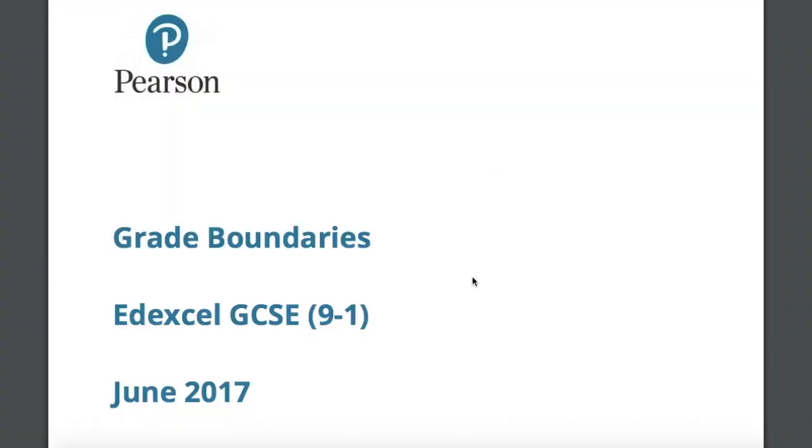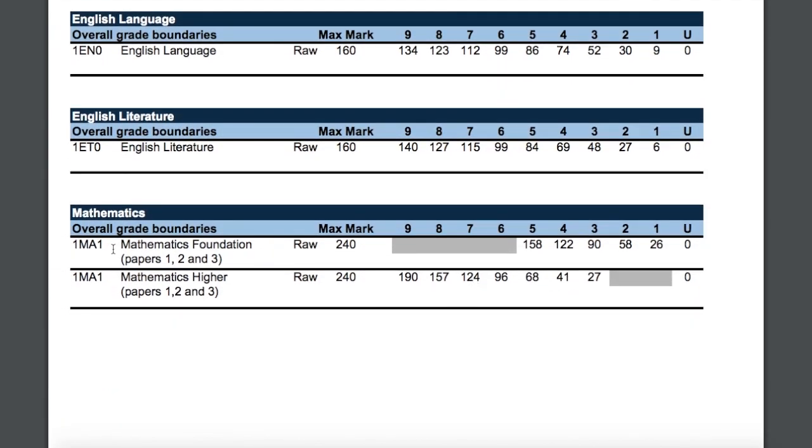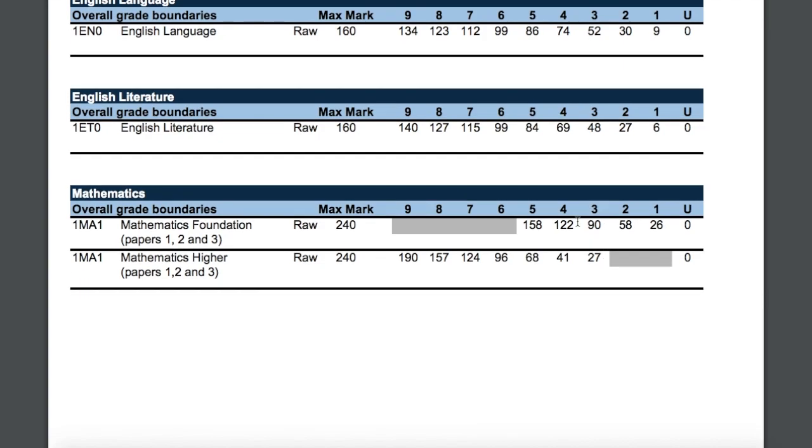So these are the Edexcel exams only. If we go down to the marks here, we can see the foundation grade boundaries and the higher grade boundaries. Both sets of exams were out of 240. There's 3 papers, each paper out of 80 marks, and they add all of the marks up to figure out what grade you will get. In the foundation papers, you needed 158 out of 240 to get a grade 5, 122 to get a grade 4, that's about 50% of the marks. Grade 3 was 90 marks, grade 2 is 58 marks, and grade 1 was 26 marks.